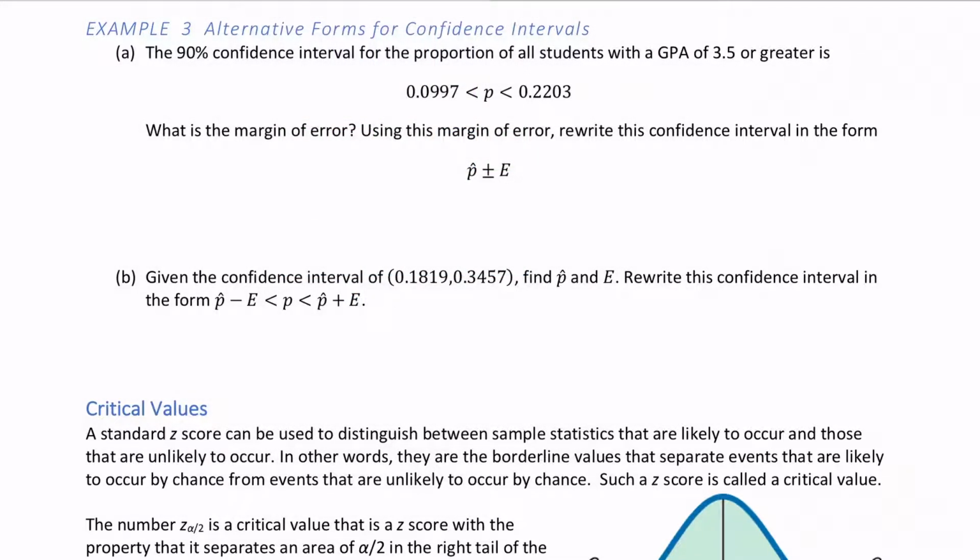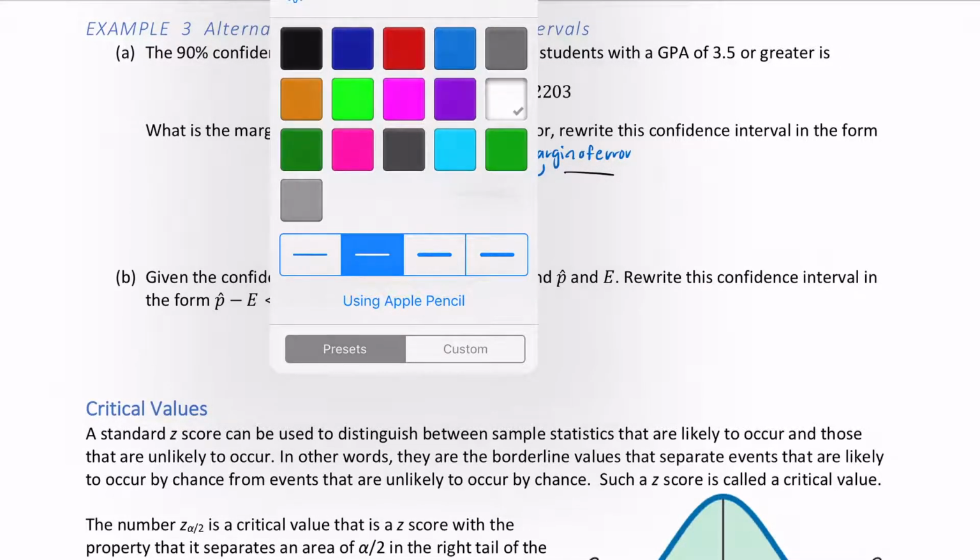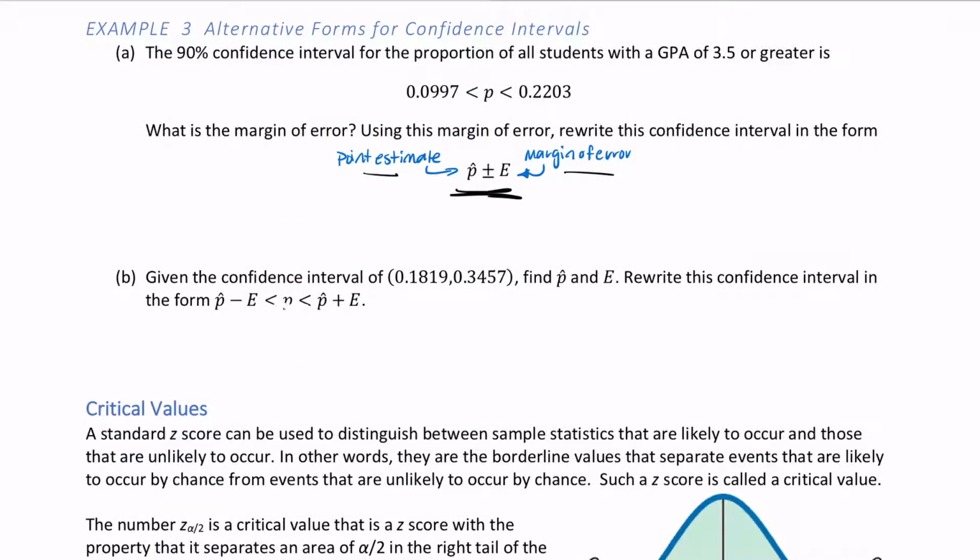So again, this is the point estimate. And this is the margin of error. And in general, when you see a question asking you to rewrite, it's really asking you for the point estimate and the margin of error. So let's do that. Before I do that, I have to fix a quick typo here.